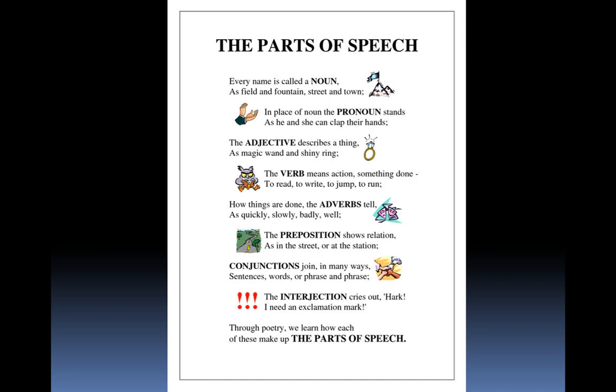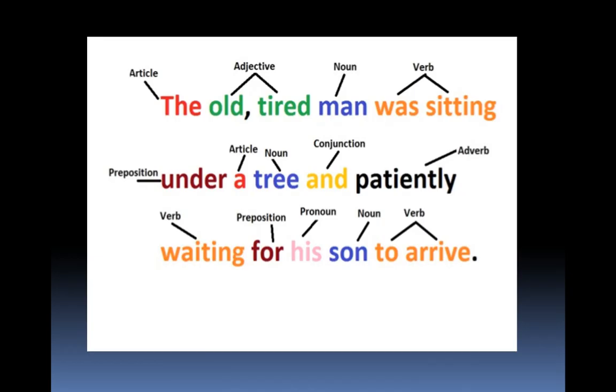So before we go into the text, there is a big sentence which has all kinds of parts of speech in it. Let us first identify which part of speech is performing which task. The old tired man was sitting under a tree and patiently waiting for his son to arrive. This is the whole sentence. Now, if you notice carefully, every same kind of part of speech is colored in the same color. See, the sentence starts with the. It is an article. We have learnt it. A and the. So the first article, the, is colored in red.